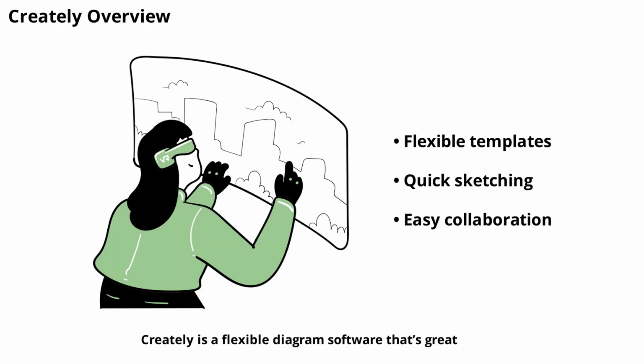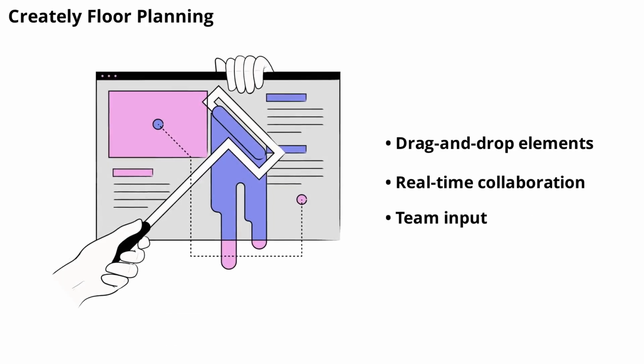Creately is a flexible diagram software that's great for restaurants needing both floor plans and workflow diagrams. Its simple interface allows you to quickly sketch out ideas, and its collaboration tools make it easy to work with your team. Creately also offers a variety of templates, so you can get started right away without building diagrams from scratch. Creately's floor planning tools are designed to be intuitive and efficient.